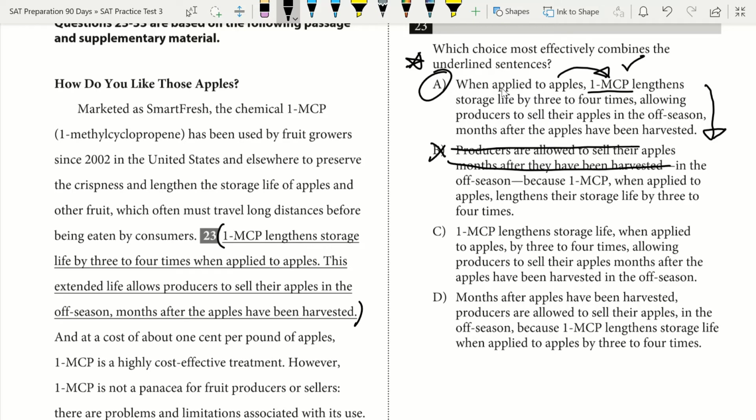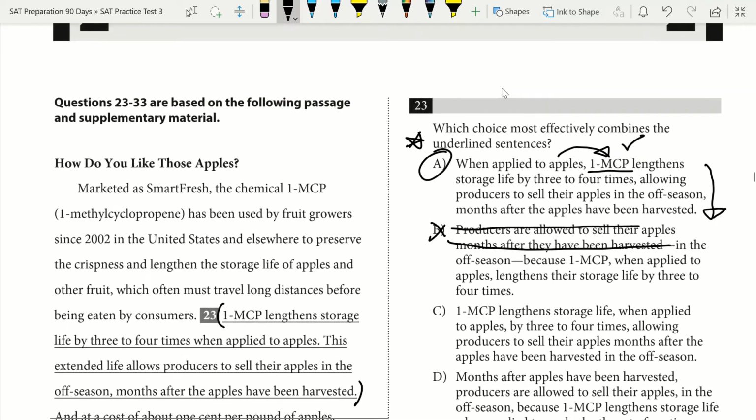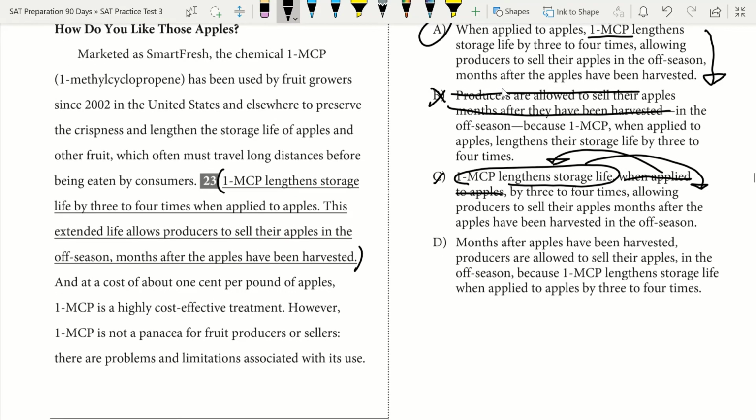C: 1-MCP lengthens storage life when applied to apples by 3 to 4 times, allowing producers to sell their apples months after the apples have been harvested in the off season. Okay, so here's the big problem with this: we are talking about it being applied to apples after lengthening the storage life. So those two things need to be switched. We're applying it to apples and that's lengthening storage life, so we want to have that in the correct order, and C does not have it in the correct order.